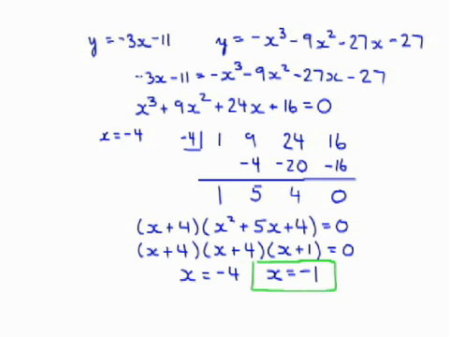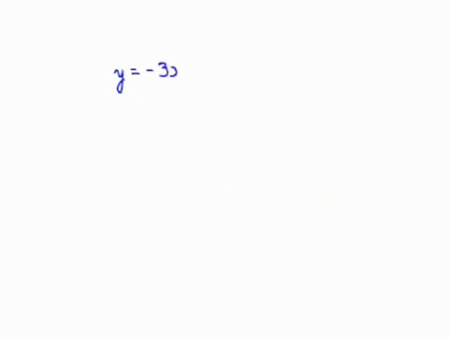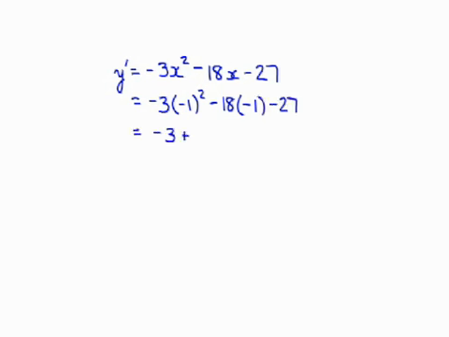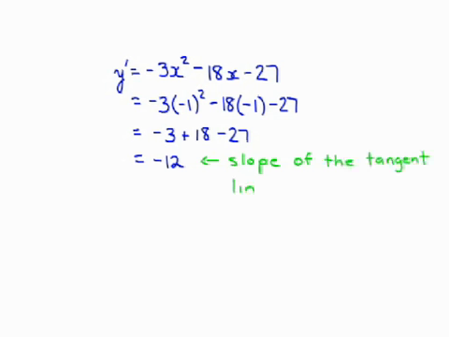Now all I have to do is find the slope of the tangent line at that second point. So I take my derivative, y prime is equal to negative 3x squared minus 18x minus 27, and I substitute in my value of x, which is negative 1, and I find that the slope of the tangent line at x equals negative 1 is negative 12. And again, if you go back and look at our original crude sketch, that slope seems very reasonable.